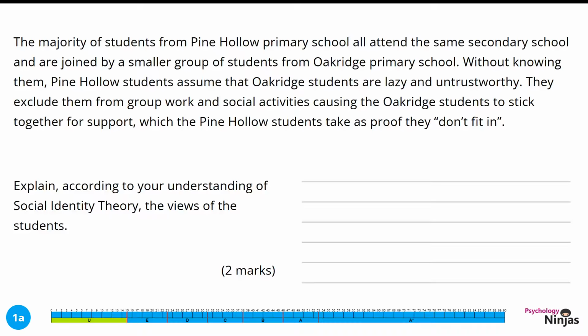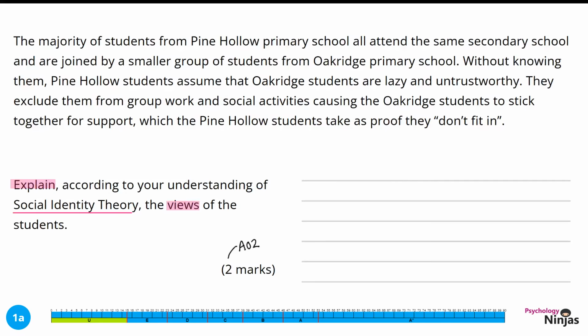Explain, according to your understanding of social identity theory, the views of the students. 2 marks. The command word explain requires us to give detail and extension to our response. The question identifies a specific theory of prejudice, social identity theory, and so our concepts need to come from there. The 2 marks available are both application marks or AO2 marks, which means that we need to give examples specific to the STEM and the views of the students. We won't get any marks if our answers are generic and could be applied to any STEM.